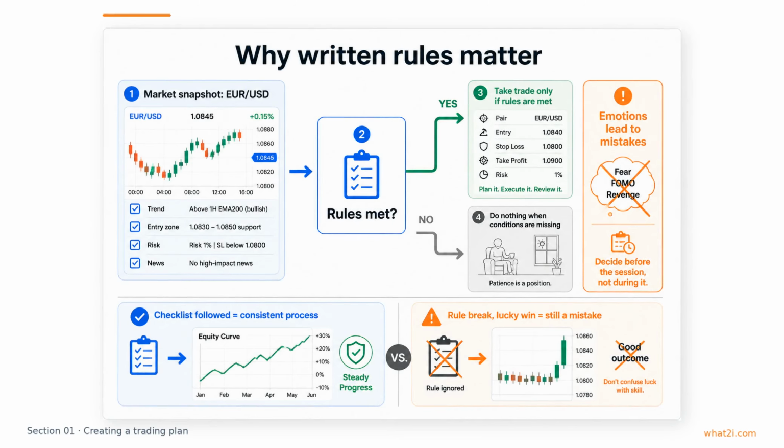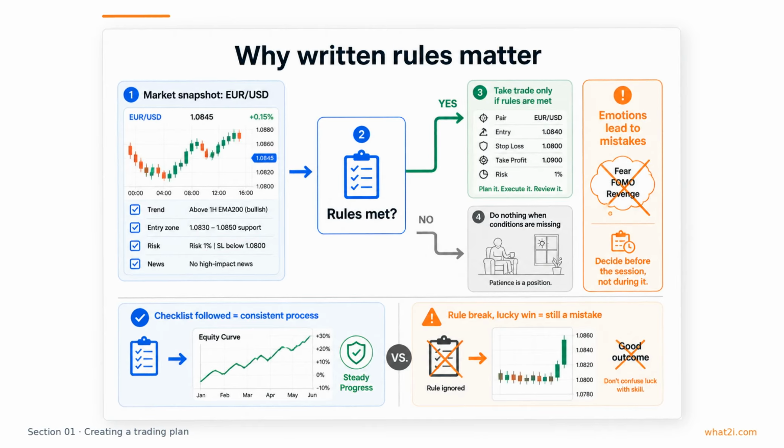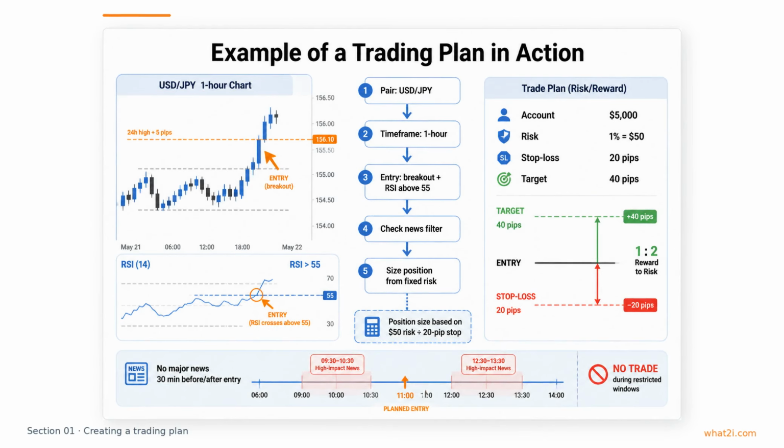Written rules matter because most good trading decisions are made before the session becomes emotional. When the market is moving, it is much easier to chase, hesitate, or invent reasons to act. A written checklist gives you something neutral to compare against the chart. If the rules are met, you take the trade according to the plan. If they are not, you do nothing. That do nothing part is more important than it sounds, because patience is part of execution quality. Even a trade that makes money can still be a mistake if it broke your rules, because lucky rule breaking teaches the wrong lesson.